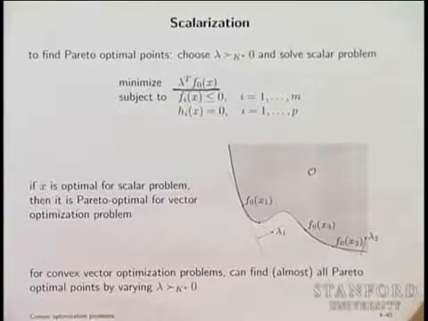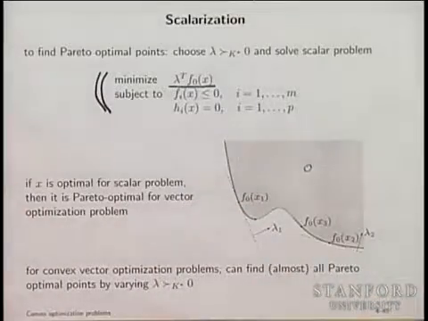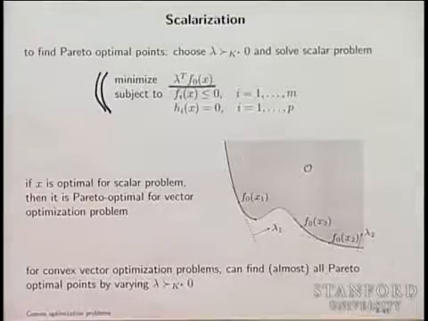It's a convex function for all lambda in K star, the dual cone. So that's one way to say it. In particular, this is a scalar convex optimization problem. Okay?